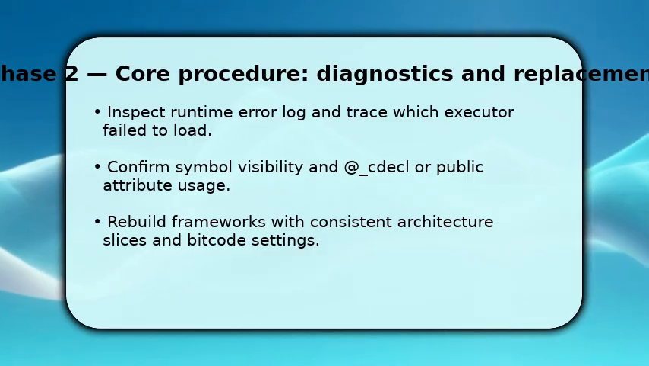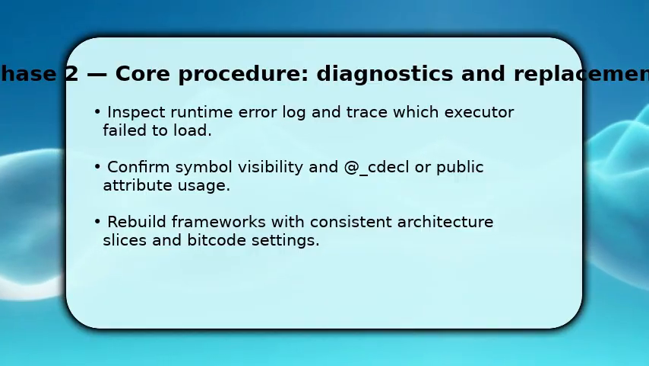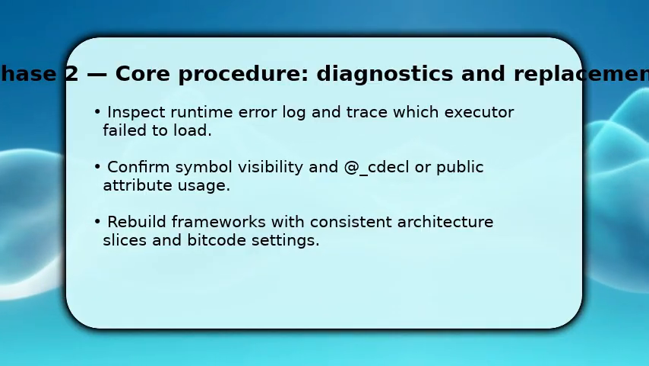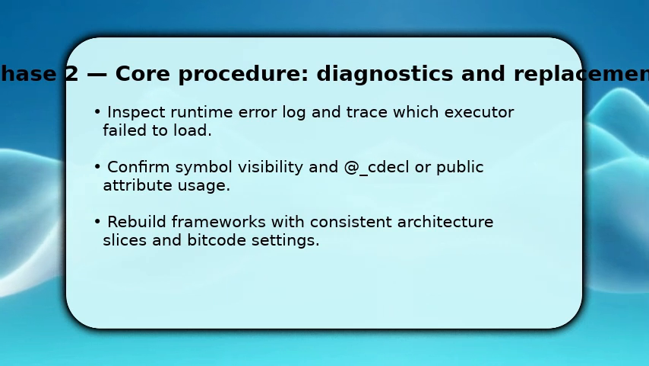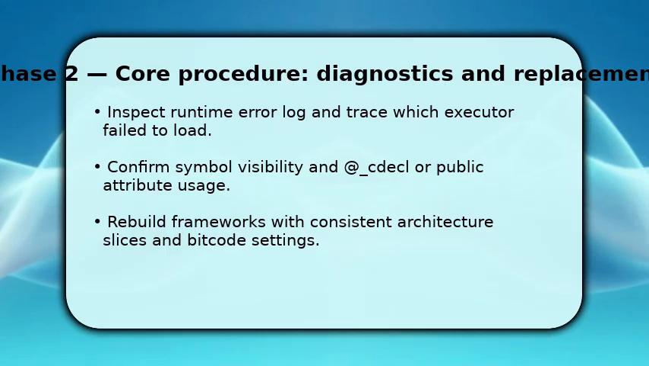Next, verify framework slices include the target architecture and match bitcode and optimization settings across modules. Rebuild the failing framework, then relink the app so the correct executor binary is injected at launch.